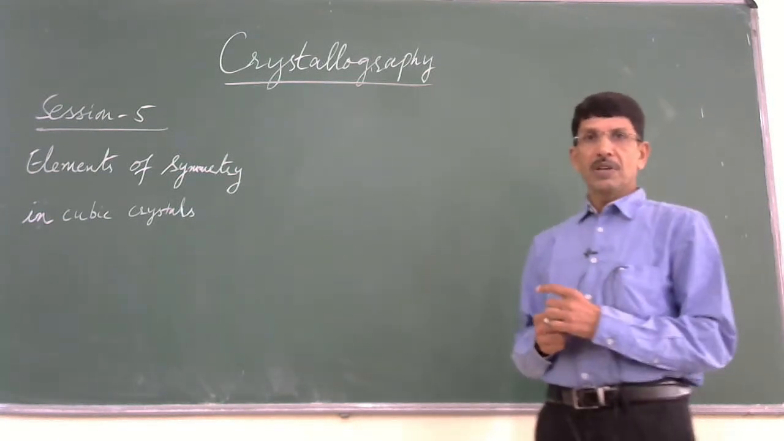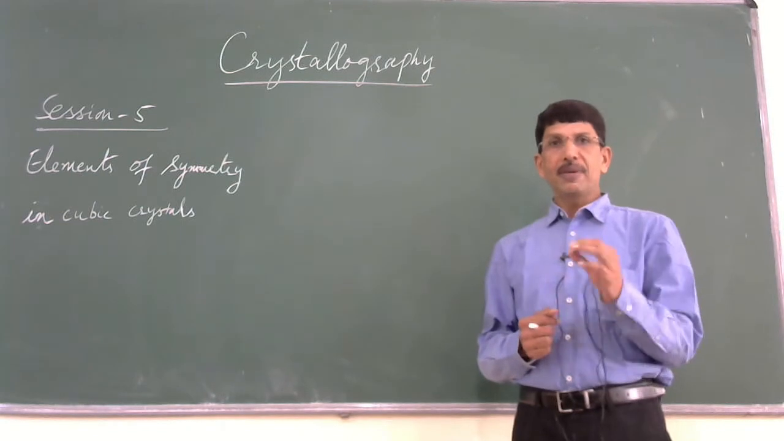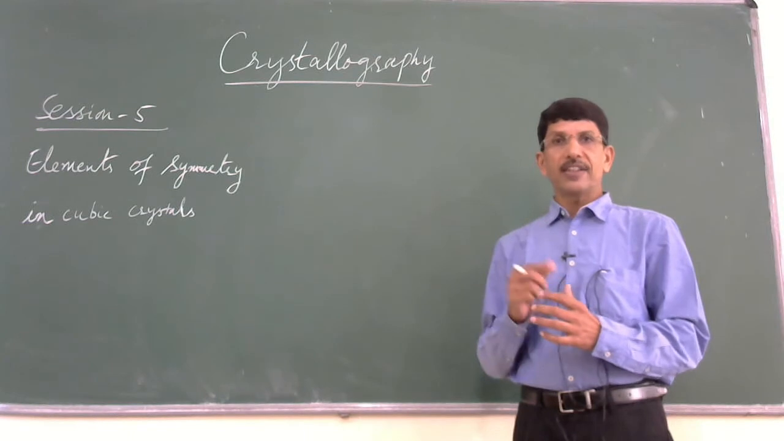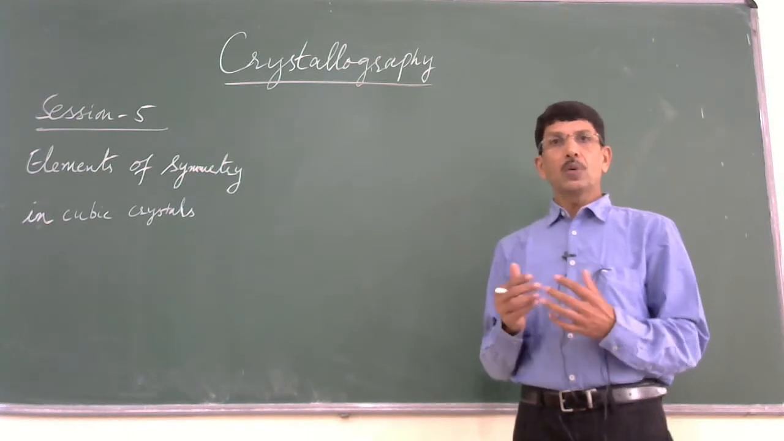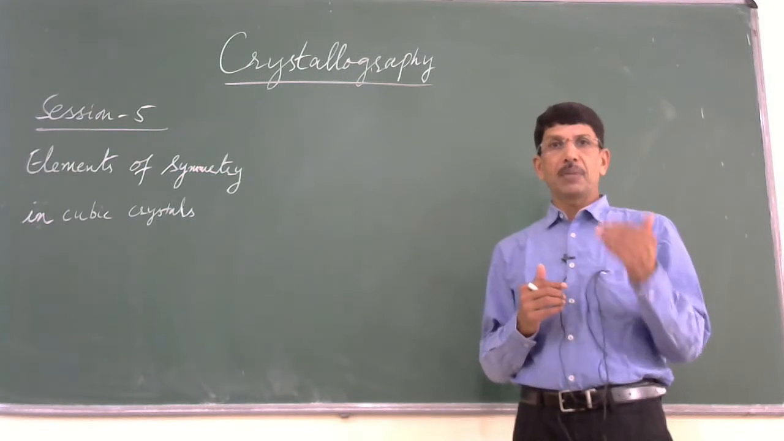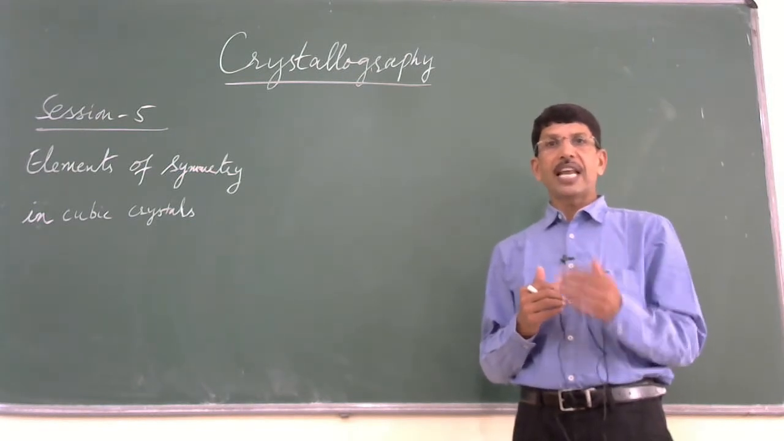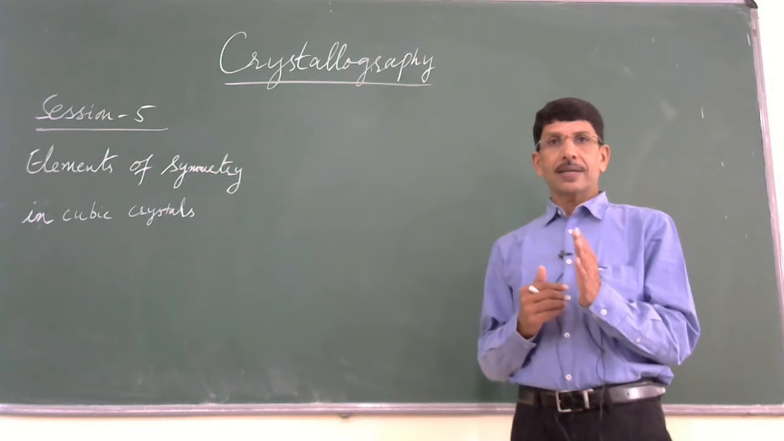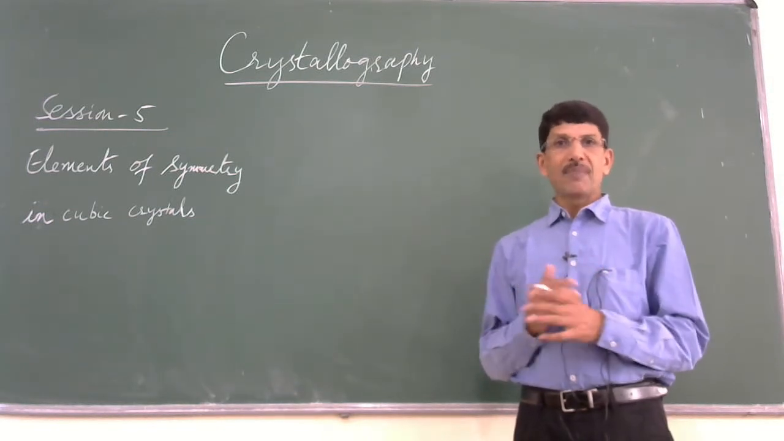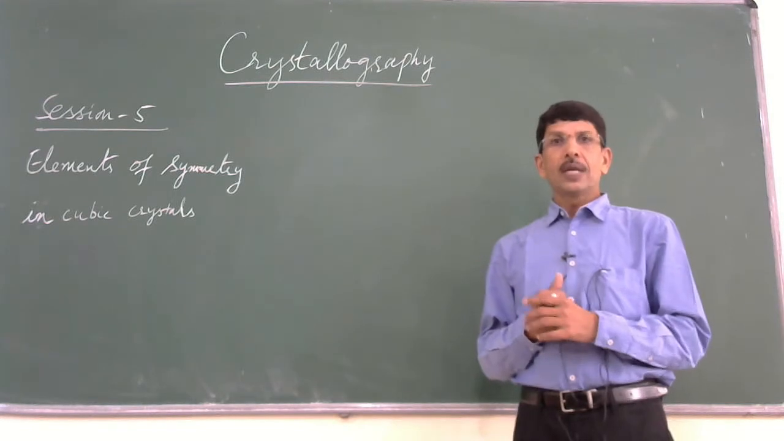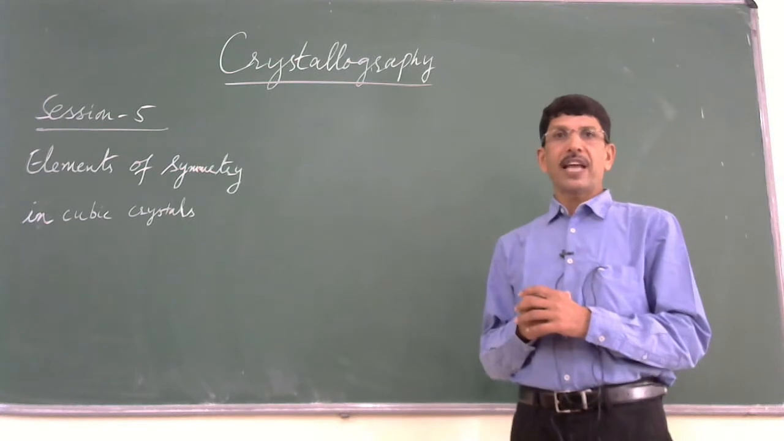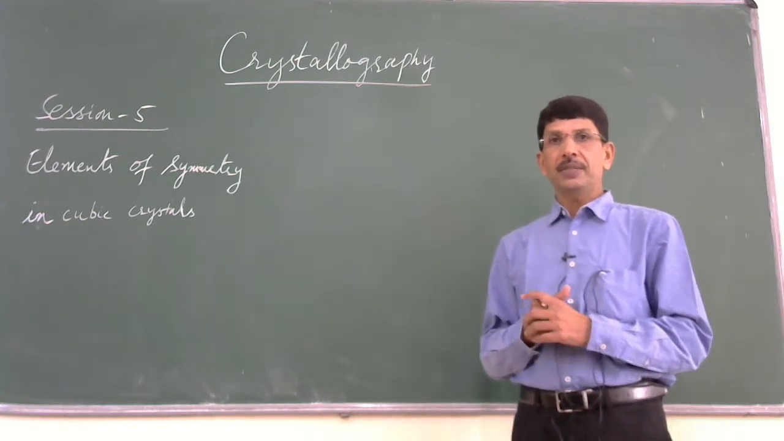So we learned that there are three elements of symmetry, namely plane of symmetry, axial symmetry, and the center of symmetry. And we also looked at the definitions of these three elements of symmetry, namely plane of symmetry is nothing but an imaginary plane which cuts the crystal into two halves which are exactly mirror images of each other. Then, under plane of symmetry, we learned there are two types, rectangular plane and diagonal plane of symmetry.